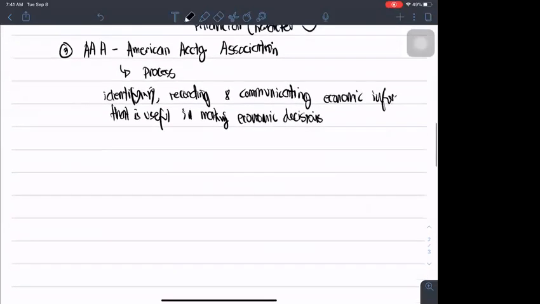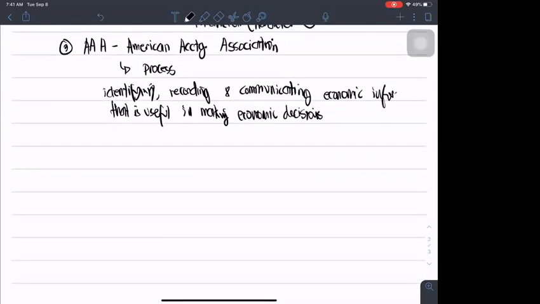Okay, so again, we will expound more on the AAA definition of accounting. AAA defined accounting as a process of identifying, recording, and communicating economic information that is useful in making economic decisions. So why do we use this definition instead of the other definitions? Because the AAA definition outlines accounting and the use of accounting. Why does it outline accounting and the use of accounting?